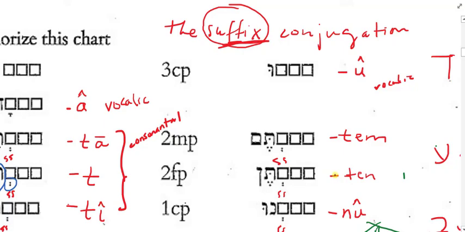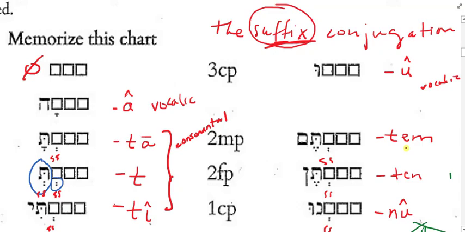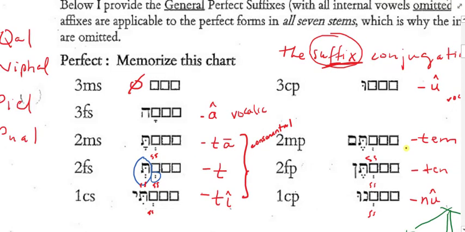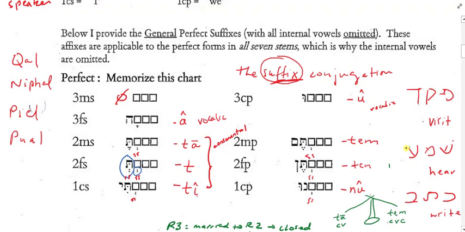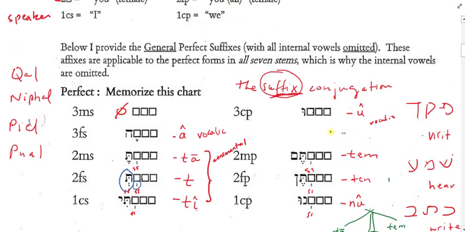All right? So all of my consonantal endings are where? They are second person and below, right? All of the vocalic endings are in the third person forms, except for the 3ms because there's no ending. So it's neither consonantal nor vocalic. All right? So just keep in mind the vocalic endings are up here. All the consonantal endings are below.